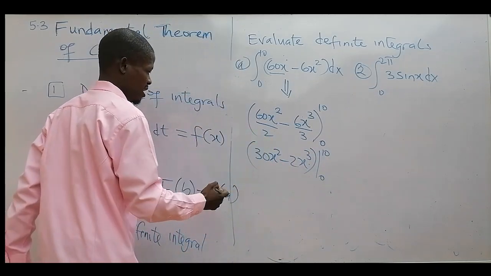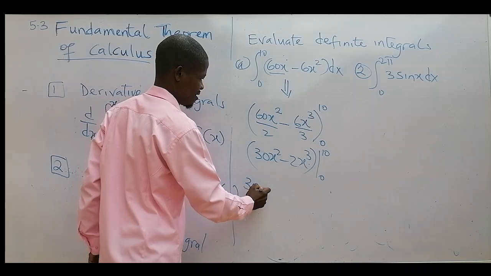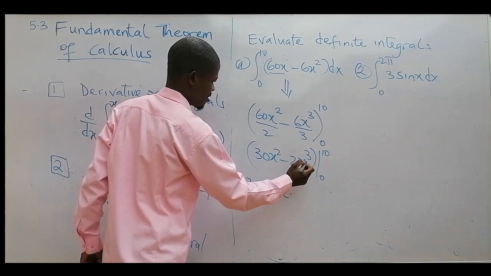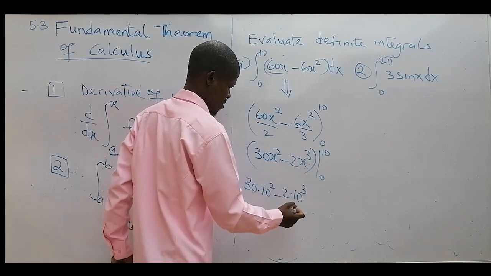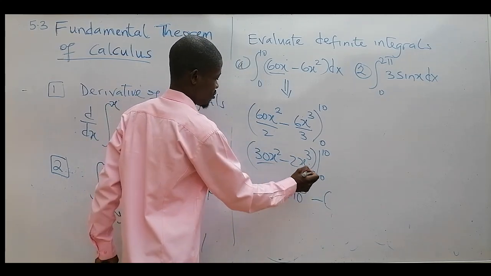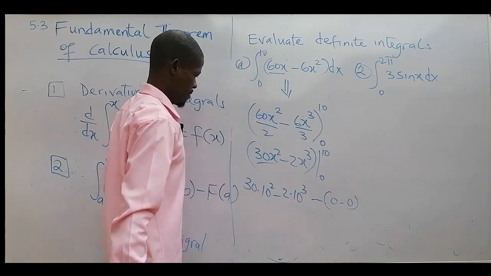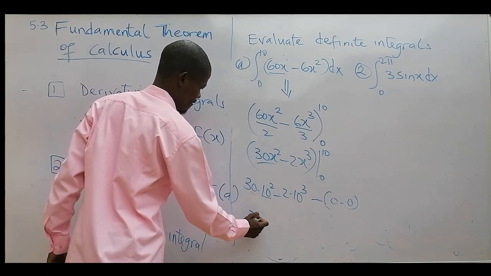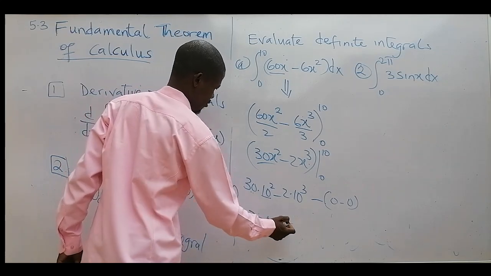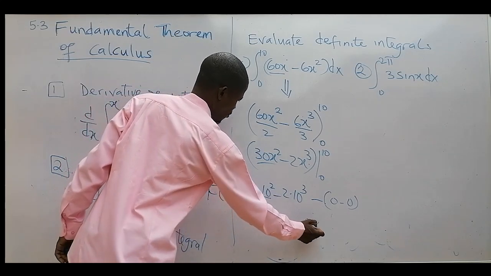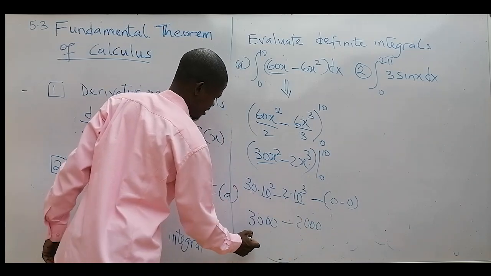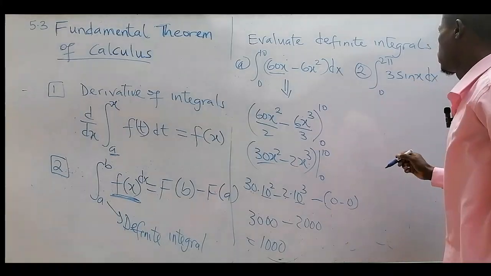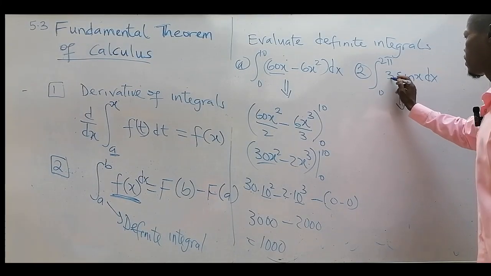Then you can begin to substitute now, and that will be 30 times 10 squared minus 2 times 10 to power 3, and then minus, do your lower limits. All this will be 0 minus 0. So we have 100 here times 30, that's 3000, minus 2 times 1000, that's 2000. So your answer is 1000.